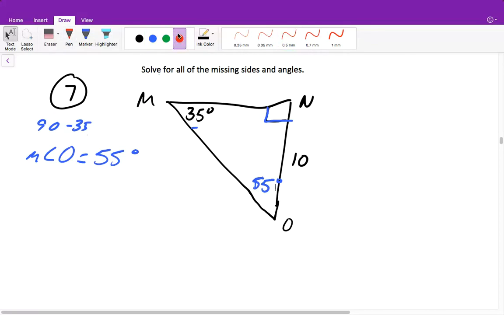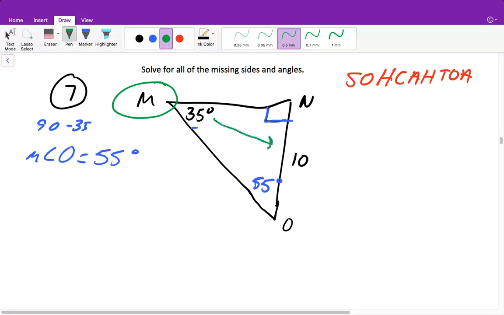And now to solve for the sides, we only have one of them, so we can't do Pythagorean theorem. It's not a special right triangle, so we have to use our trigonometry. So we have to do our SOHCAHTOA. Now we will go ahead and pick an angle, any one you want. I'm just picking angle M because it's the one that was given to us, and fill in our sides from this point forward.